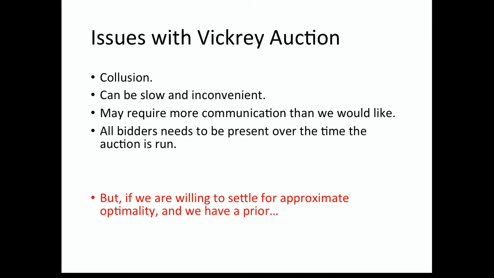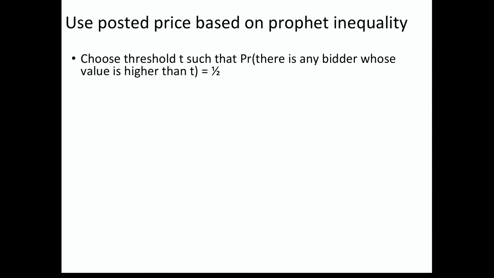So these are problems. But if we're willing to settle for approximate optimality and we have a prior, that is, we know something in advance about the distributions these agents' values are drawn from, then we can simply use the profit inequality and run a posted price auction. So what would we do? We'd choose a threshold T, set, for example, such that the probability that there's any bidder whose value is above T is 1/2. And we would simply post a price of T, and whoever grabs the item first gets it. And we know by the profit inequality result that this guarantees we get within a factor of 2 of the expected max.